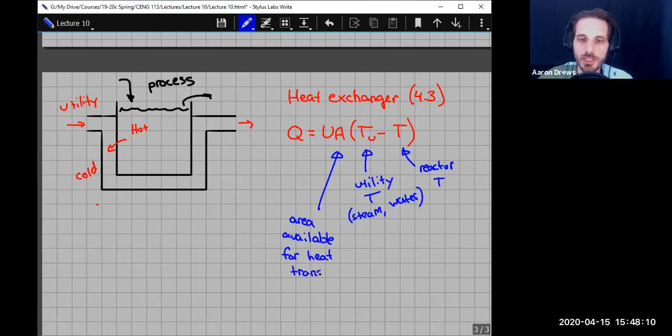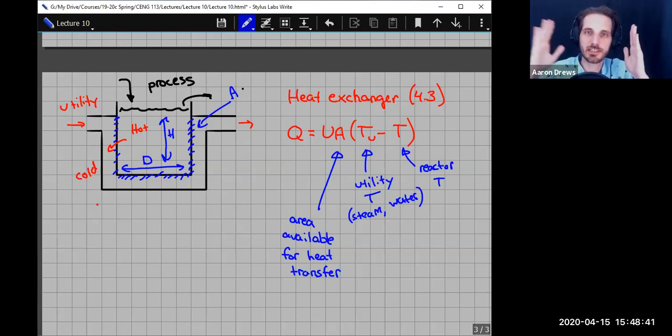And so whenever you calculate A, you might have to do some geometry, right? If this is a cylindrical tank, and I know that the diameter here is D, and I happen to know that the height of the tank from here to here is H, the area available for heat transfer is everywhere where you've got process fluid on one side and utility fluid on the other side, right? So this area is the area for which you've got utility on one side and process fluid on the other side.